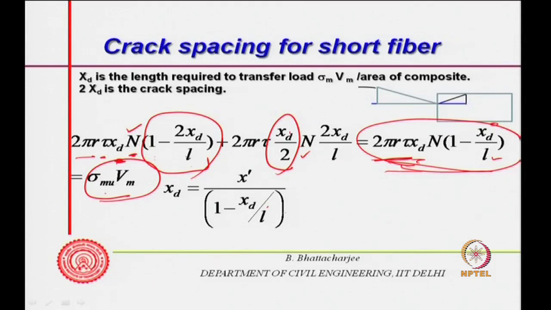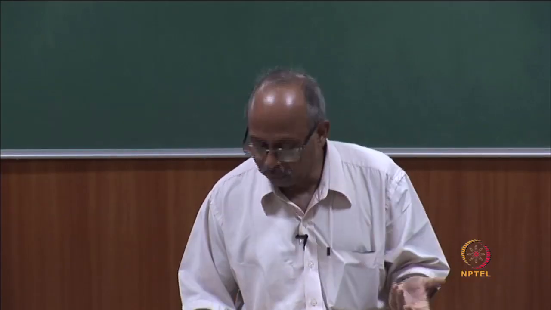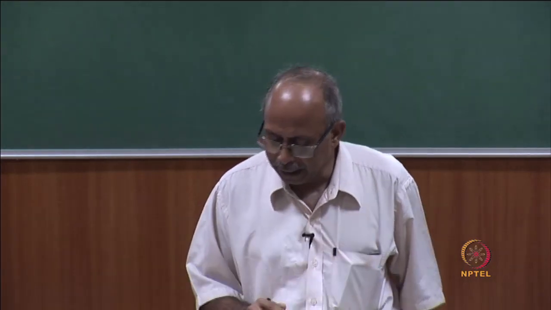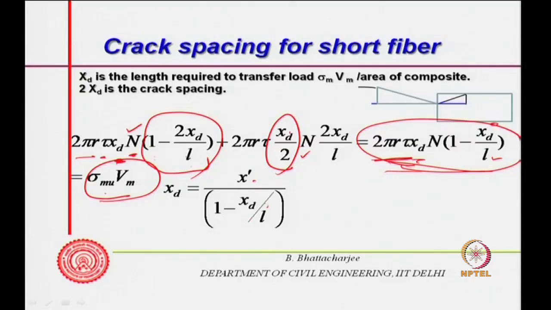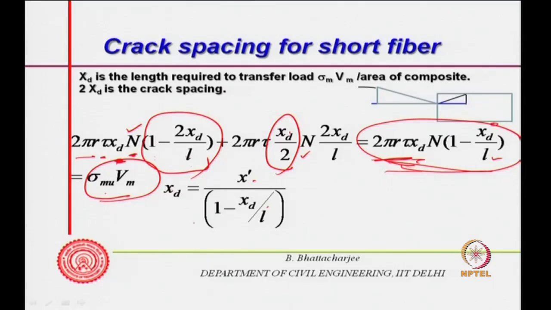So, x d can be written as a quadratic equation of this form. Where x dash stands for the aligned fiber situation, for which we have found out the value. So, one can write x d as a function of L by r. How much is the x d? The x d is just half the spacing between the cracks divided by L. So, that is how you can find it out.